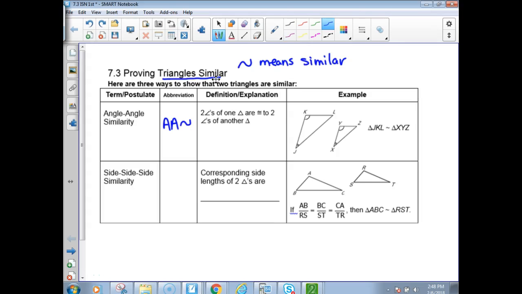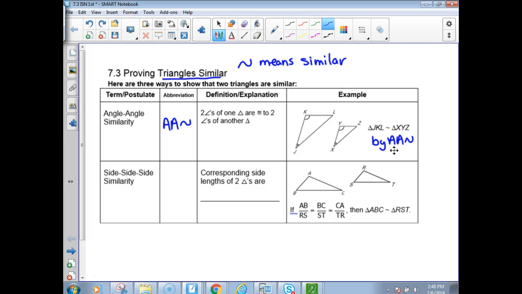All right, so today we're going to be proving triangles similar. The wavy symbol means similar, and angle-angle similarity is abbreviated AA, and then you put the similar symbol after it. That has to be there. What that is about is that if you have two angles of one triangle congruent to two angles of another triangle, then these triangles would have to be similar. Triangle JKL would be similar to triangle XYZ by AA similar. And that would be how you would write a similarity statement and why.